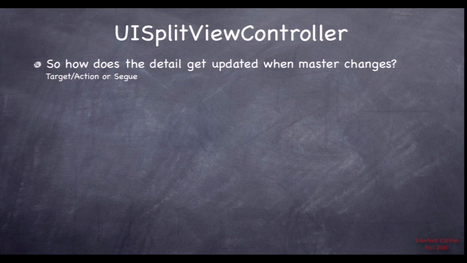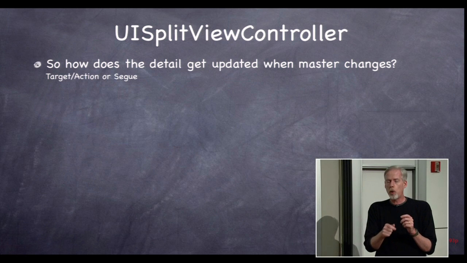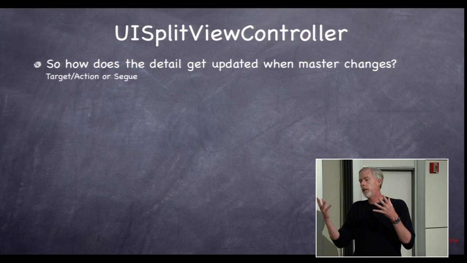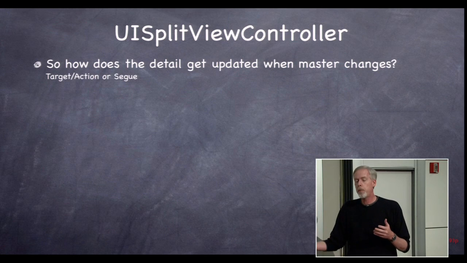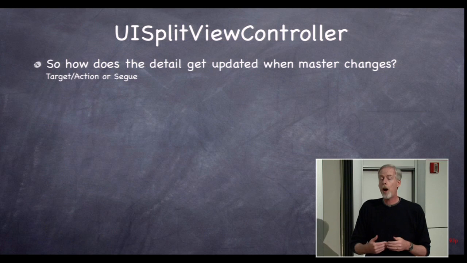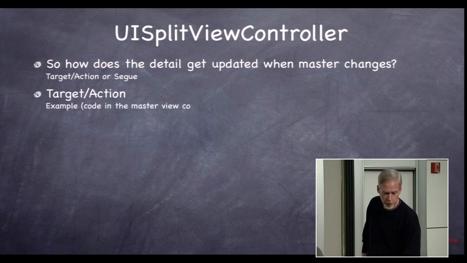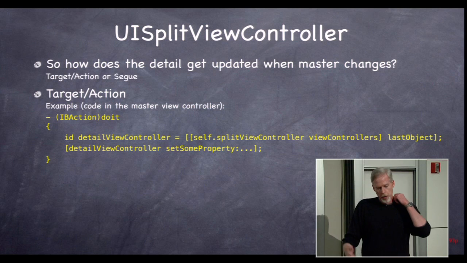So you've got buttons or something in your left master view, like your calculator, and when things are clicked, it's sending target action messages to your controller, the master controller, and when it wants to update the detail, it just sends a message to the detail. Now, I'm going to show you how it gets to the detail from the master in a second. It's quite simple. In fact, I'm going to show you right now.